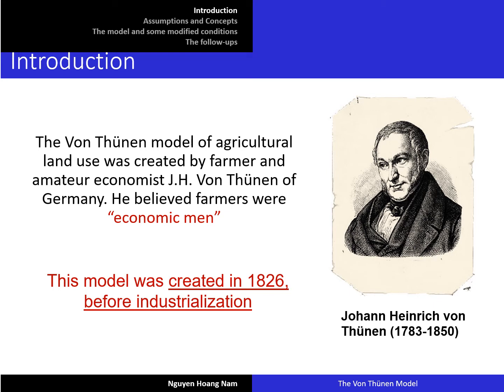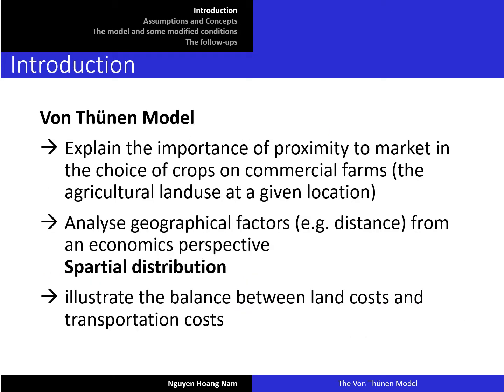Within the frame of this subject, we'll just discuss the simple model, the simplified von Thunen model. The idea of the von Thunen model is to explain the importance of proximity. Proximity here means close in terms of space. Proximity to market in the choice of crops on commercial farms, or sometimes it's the agricultural land use at a given location.